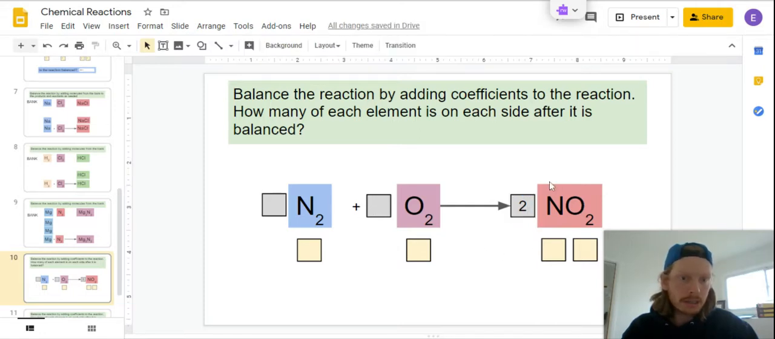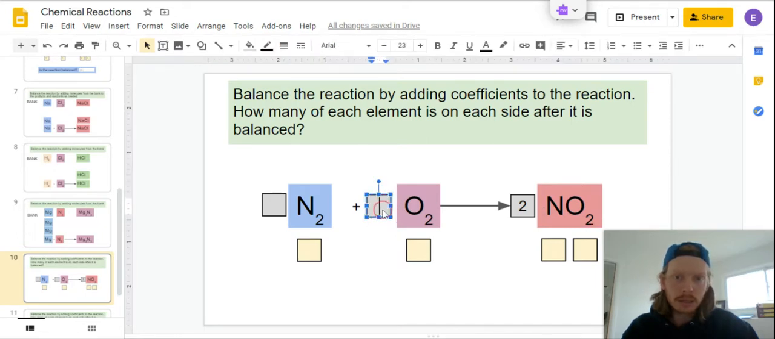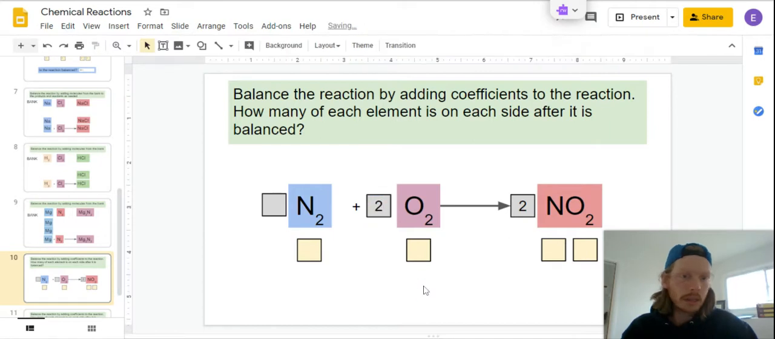Okay, but when we change, remember we're making groups here. So we actually doubled the amount of oxygen as well. So we're going to need 2 over there. Okay, I think I'm done, but let's make sure because we changed a lot of stuff. 2 nitrogens, 2 nitrogens, 4 oxygens altogether, and 4 oxygens.